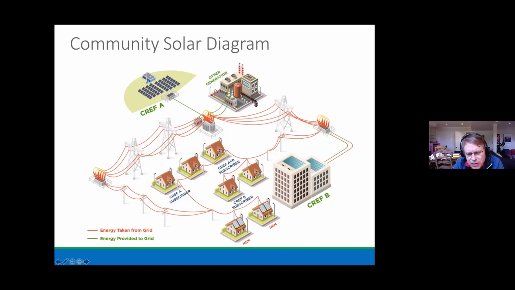Can you guys see my cursor? Can you see the cursor as well? Yes. Yeah.